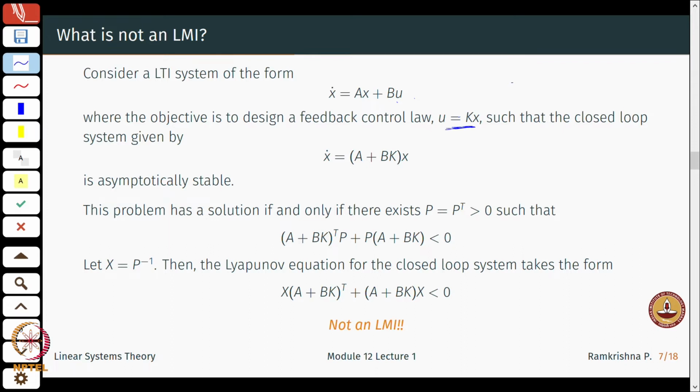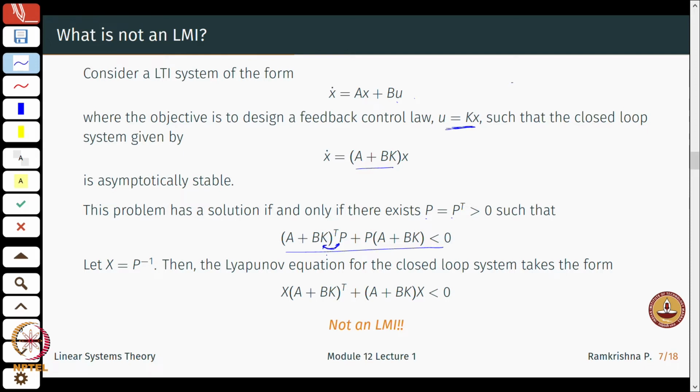Okay, so my objective here is to design a feedback control law such that the closed loop system given by x dot equal to (A plus BK) times x is asymptotically stable. What does Lyapunov theory tell me? That this problem has a solution if and only if there exists a positive definite P and of course a K such that this inequality holds: (A plus BK) transpose P plus P times (A plus BK) is less than 0. Okay, so I have two unknowns here, P and K. So this is not an LMI because they are not linear in P and K. There is this cross term here.